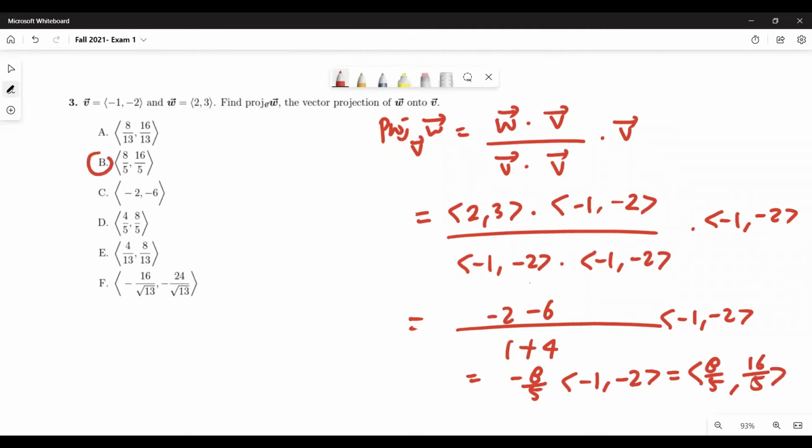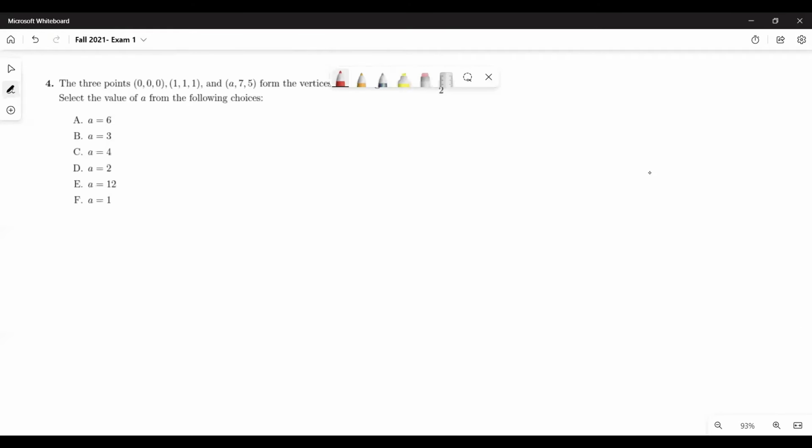So the answer is B. So the question asks: the points (3, 0, 0), (1, 1, 1), and (a, 7, 5) are the vertices of a triangle with area square root of 6 over 2. Select the value of a from the following choices.